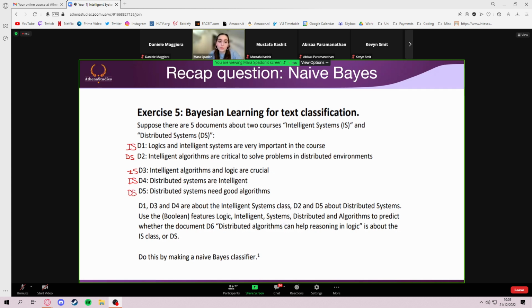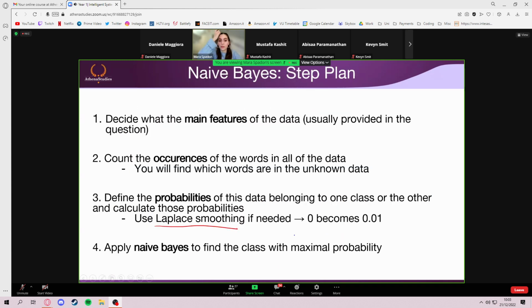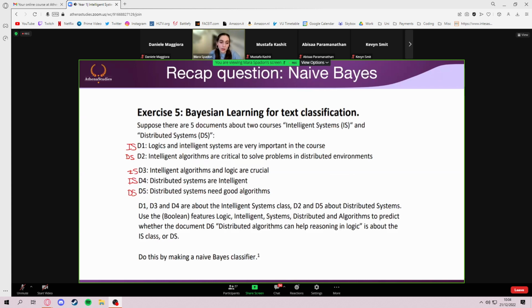They want you to use the Boolean features for logic, intelligent systems, distributed, and algorithms to predict whether D6 is an IS class or a DS class. So again, if we look back at our step plan, the first step was to decide what are our main features. These are usually provided, and as we can see here, our main features are these: logic, intelligent systems, and then distributed and algorithms. So that's our step 1.